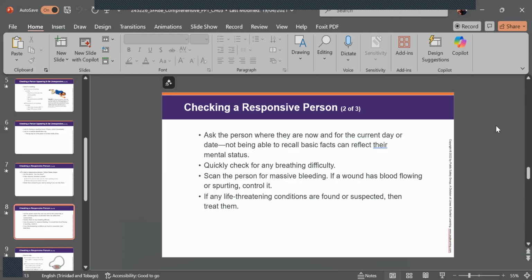When we're checking the responsive person, you want to ask some questions to try to figure out if they know where they are. Usually we look at place, time, and those things: do you know where you are now, do you have any idea what day today is, what the time is. Those simple questions tell you their thought process and logical thinking, the ability to process information and give you a reply. You want to quickly check for difficulty breathing, so you ask them, are you having any difficulty breathing? And then you check for any major bleed. Blood spurting, the clothing soaked in blood, or blood pooled around them.